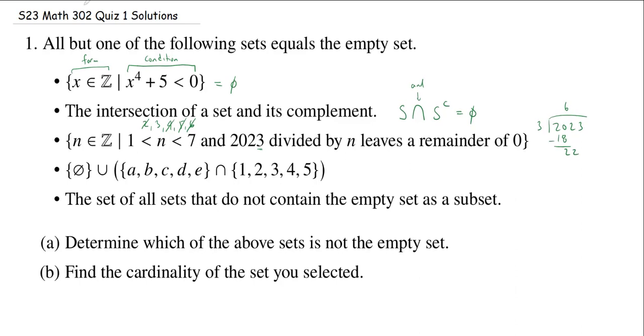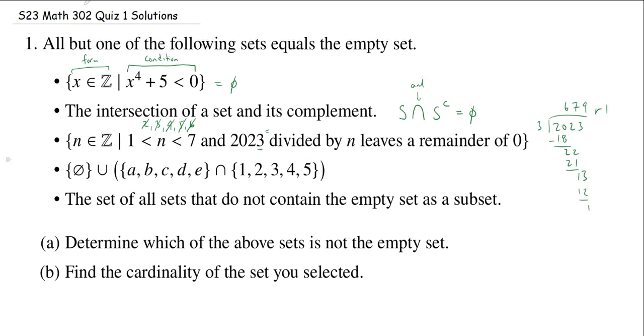2 left over, drop the 2. 3 goes into 22 7 times. Let's see, 1 left over. 3 goes into 13 4 times. 1 left over. We're done. Remainder of 1. It's not a remainder of 0. So the 3 doesn't divide into 2023 either.